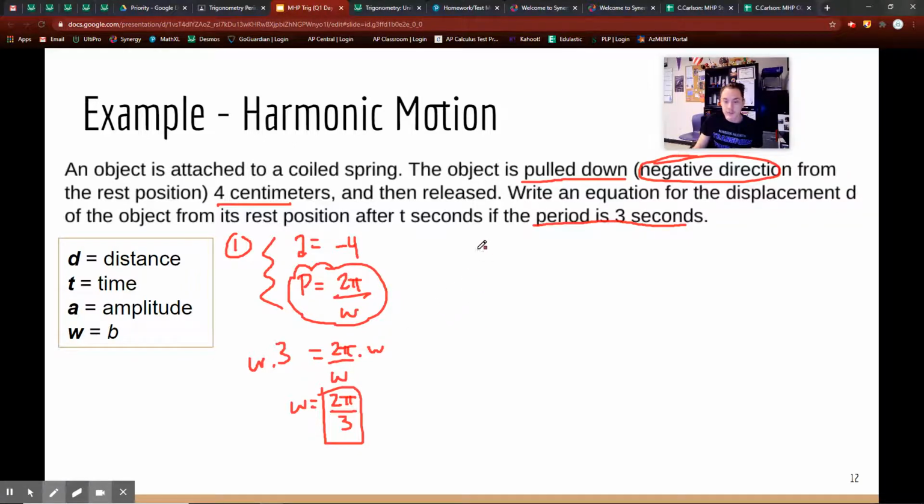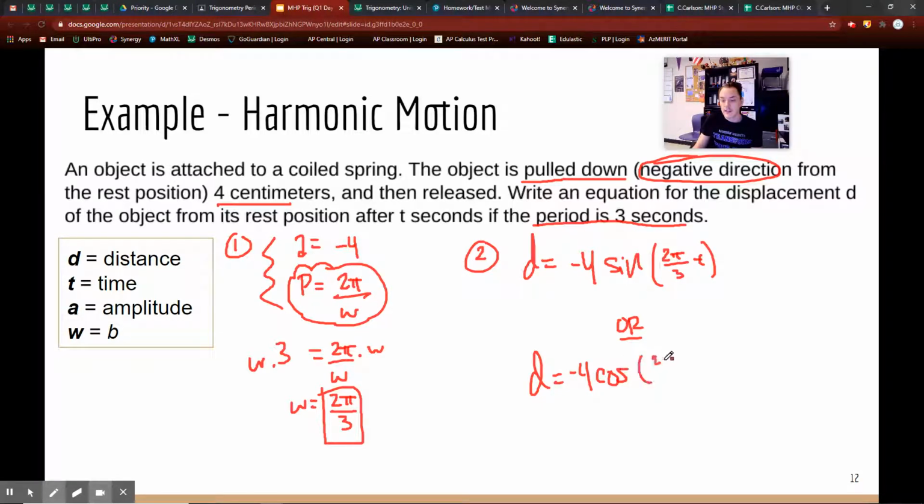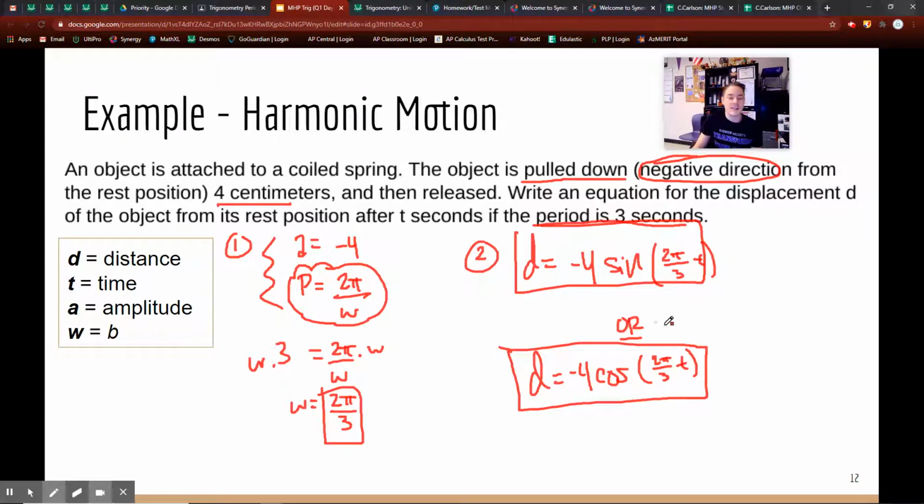And so now I go to my formula for my second step. Now the reason why this is tricky is because technically they didn't say sine or cosine. So this is negative 4 sine of 2 pi all over 3 t. Or it could be negative 4 cosine, not sine, of 2 pi all over 3 t. Okay, so it could be either one. It just didn't specify. All right, so if you got that right, awesome. You are right on the money.